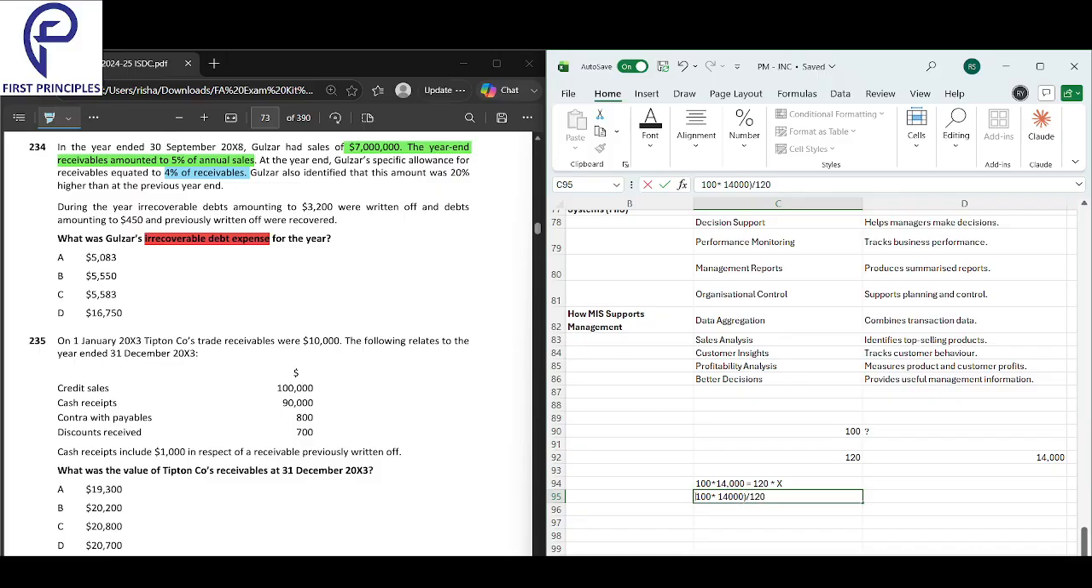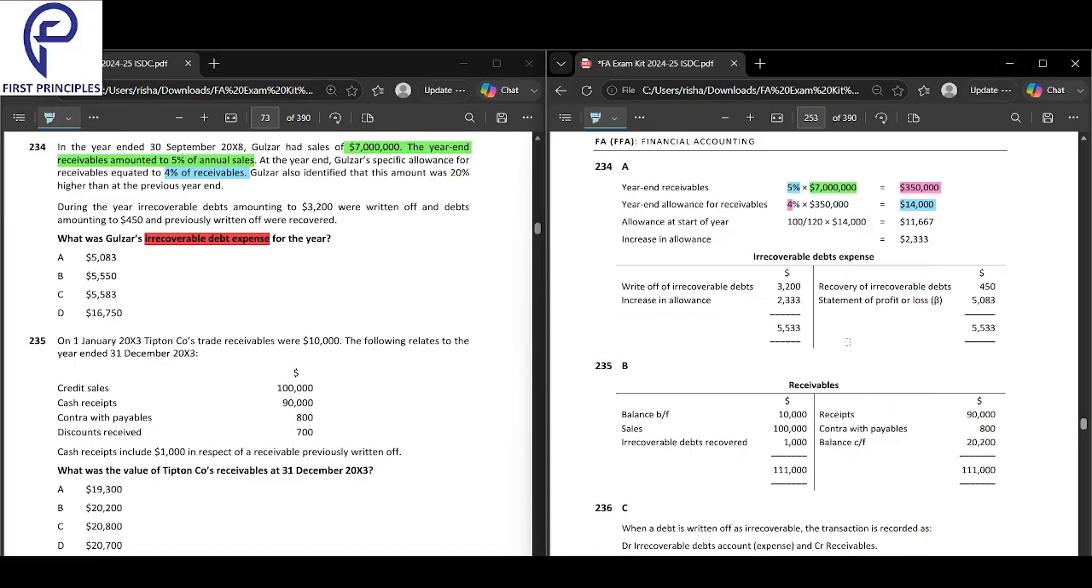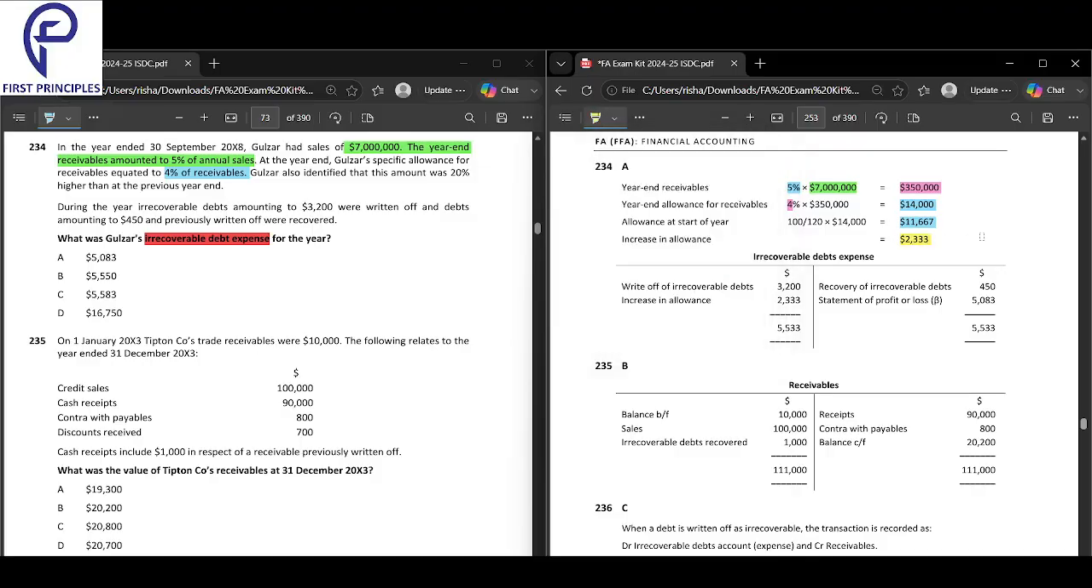Let's do this, Vaibhavi. See how much it comes to. It's 11,666.67, right? So this is your opening allowance, and you got your closing allowance. So how much has your allowance increased by? 2,333 is the increase in your allowance.